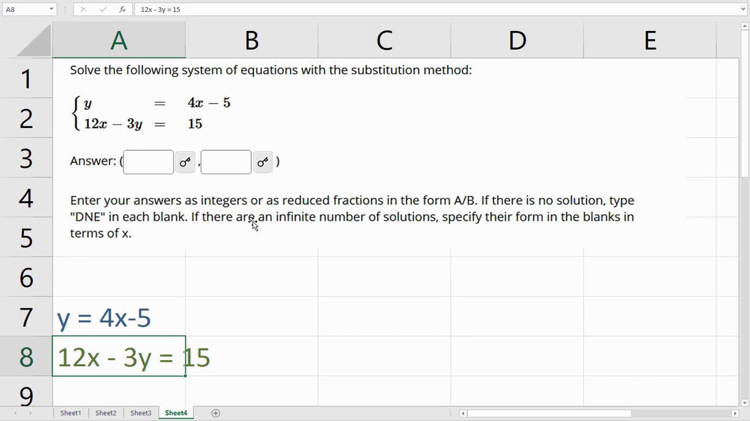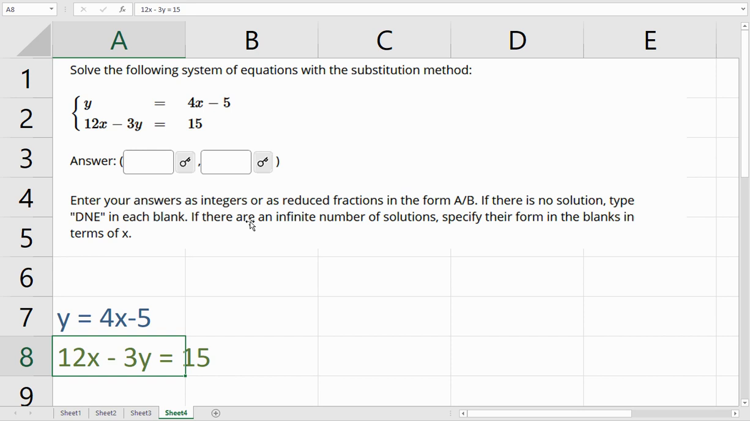If there are an infinite number of solutions, so instead of just one place where they intersect, if these two equations actually turn out to make the same line on the graph, then they would be intersecting at all points, and we would just need to write the x coordinate and the y coordinate in a way that expresses the relationship between x and y. And there's two ways we could do that. We could do it in terms of x or we could do it in terms of y.